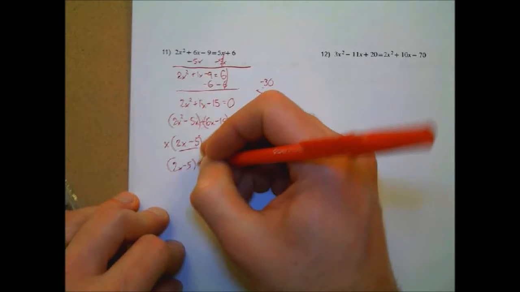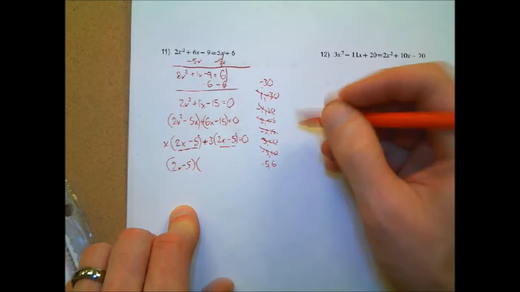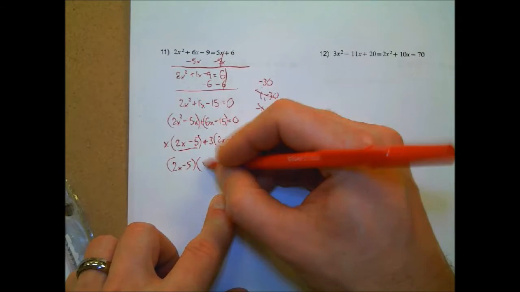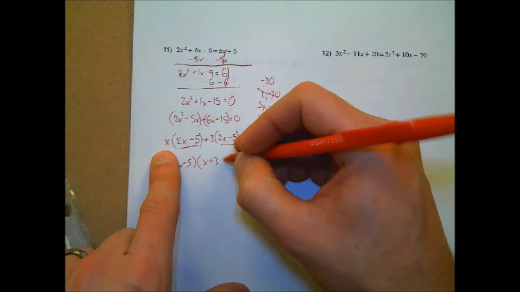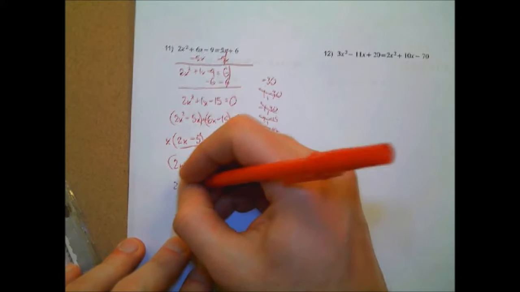Okay. Mark, what's going to be left over? If I take the 2x minus 5 out of here and out of here, what's left over? The 3. X plus 3. Because there's an x here, and there's plus 3 there. Okay. Do we have a product? Yes. Is it equal to 0? Yes. So set each equal to 0.